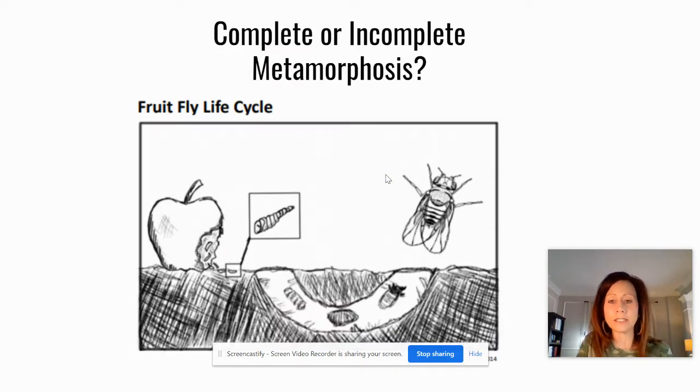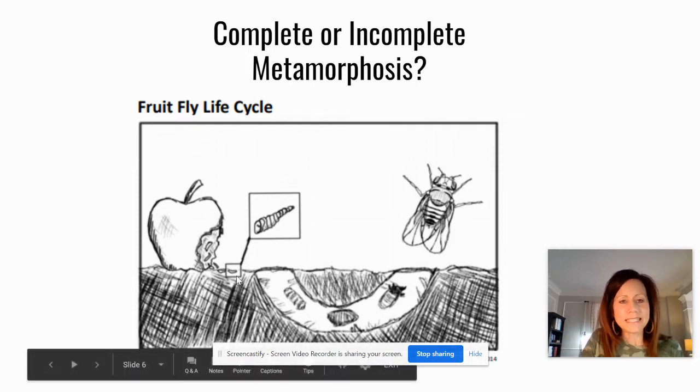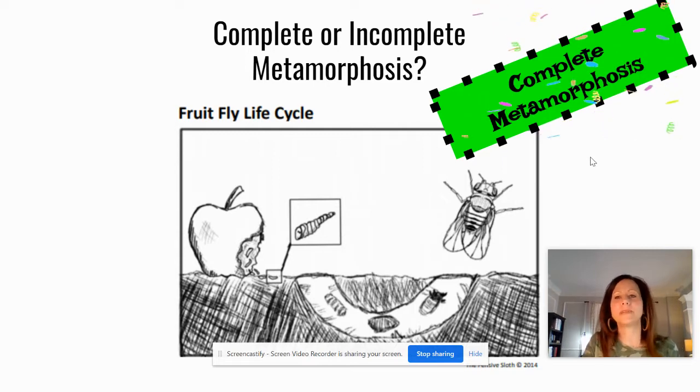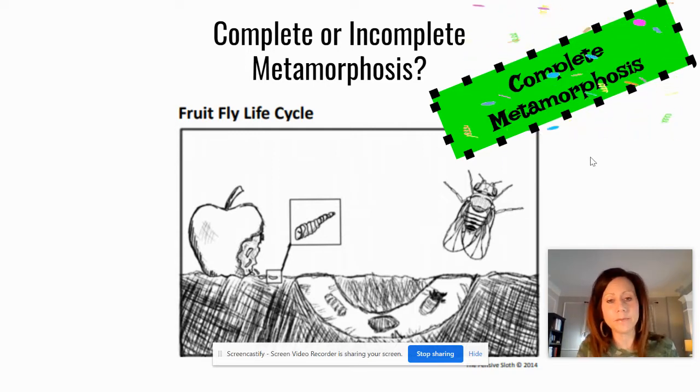So what we're going to do now is look at some pictures of animals and insects and how they go through metamorphosis. And then we're going to decide if this is an example of complete or incomplete metamorphosis. Okay? So what about this one? This is a fruit fly life cycle. So here you see the adult fly over here. And this is the egg. So once, oh, I clicked the screen. There you go. It's complete metamorphosis.